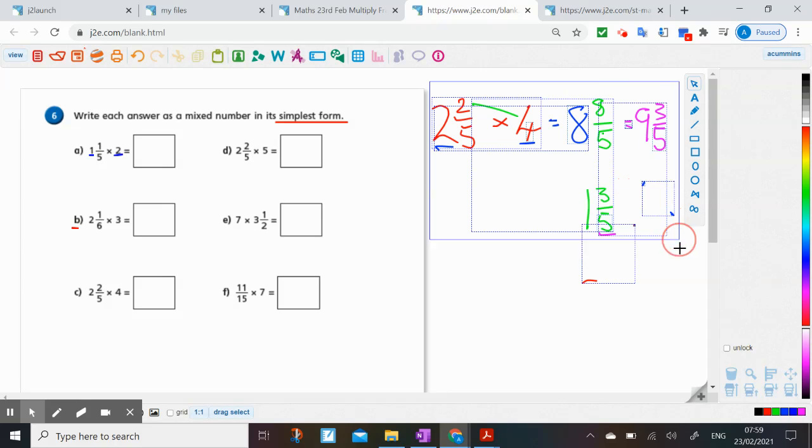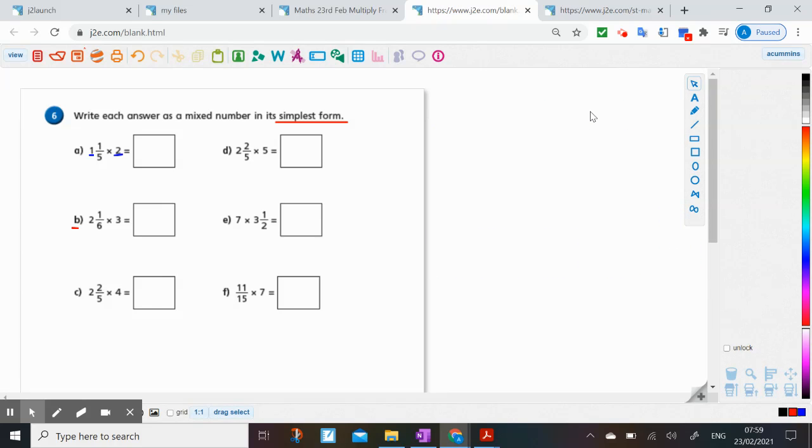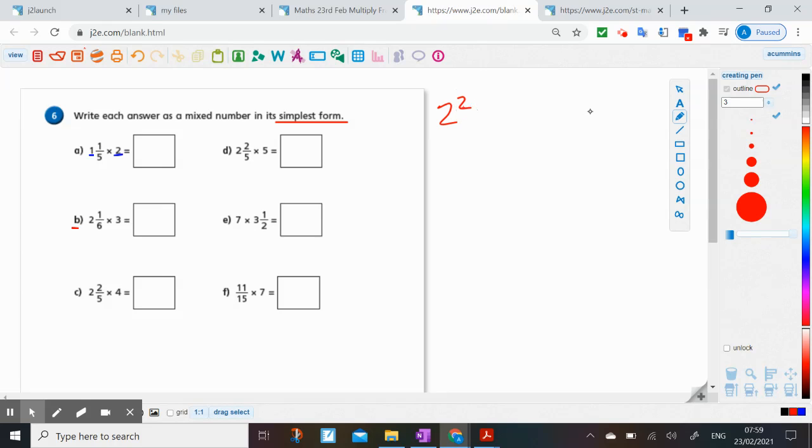Okay, so at this point, I want to bring in your alternative method if you want to use it. And that is the convert to improper method. Again, just like when we were doing adding and subtracting fractions, these were your options. So let's take that same question again. 2 and 2/5. And we're timesing by 4. Now, instead of doing that, I'm going to turn this into an improper fraction. So 2 times 5 is 10. Add the 2 is 12. So I've got 12/5 times 4.